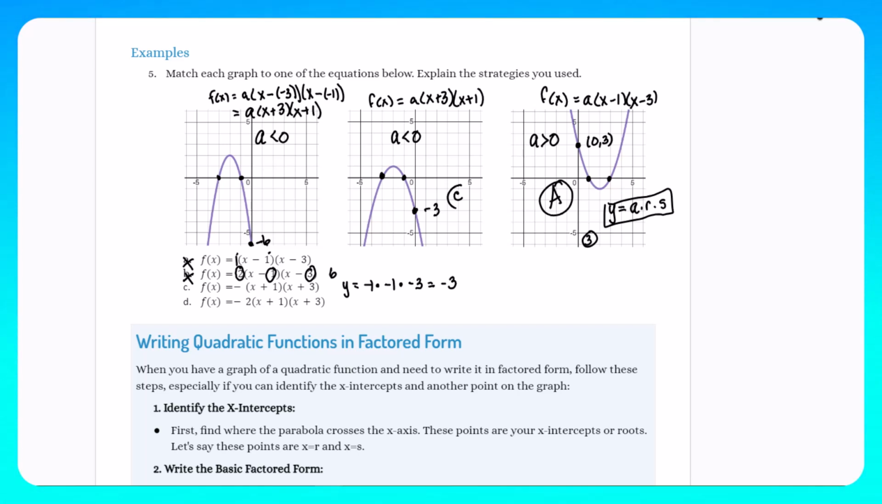this one here is C, which means this one must be D, but you can check it by multiplying these numbers here. Negative 2 times negative 1 times negative 3 is negative 6, which is what we get.